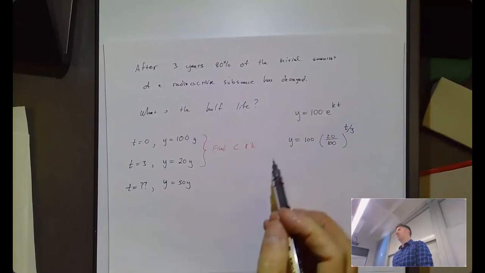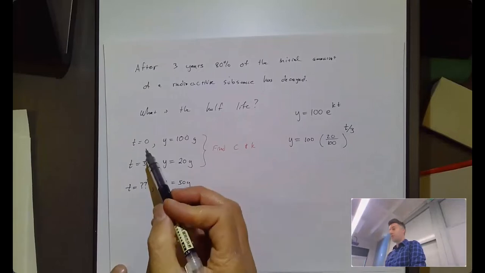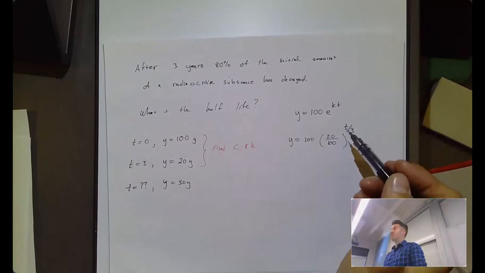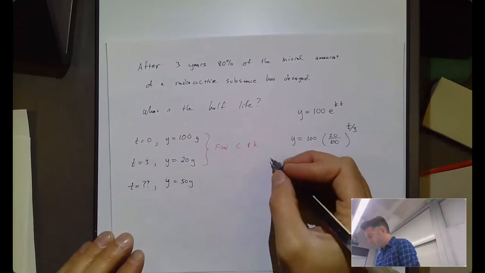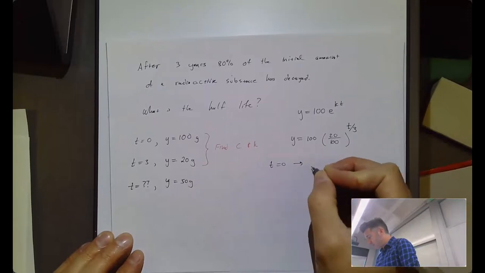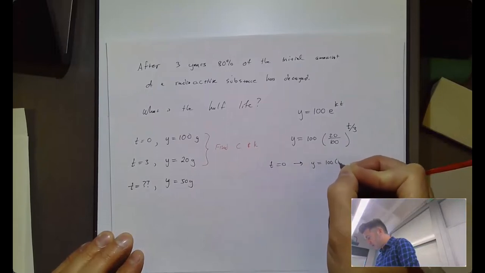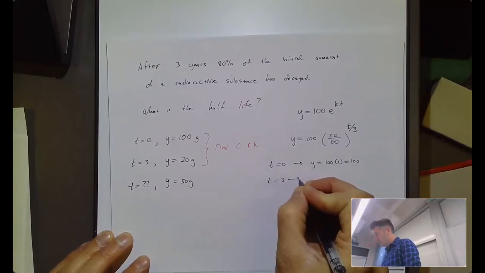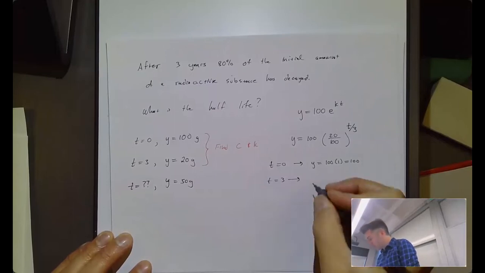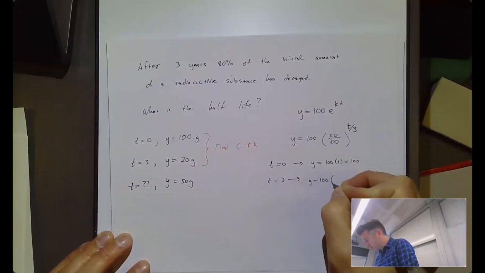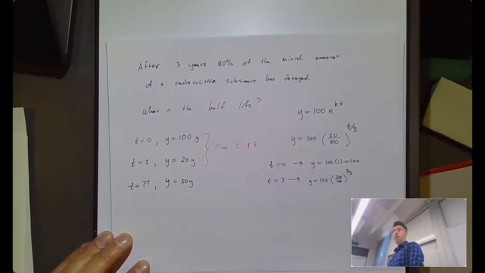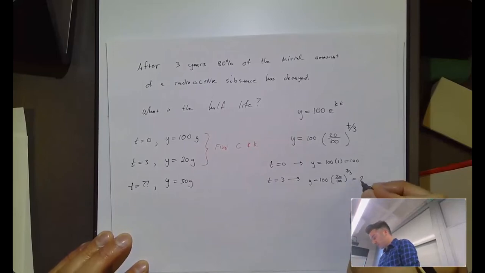Now let's look at this and see if it works. If I plug in 0, do I get what I want? Well, let's see, 0 divided by 3 is 0, and anything to the 0th power is 1. So yeah, when I plug in 0, I definitely get y equal to 100 times 1, which is 100. And when I plug in 3, do I get what I need? I do. So when I plug in 3, I get y equal to 100 times 20 over 100 to the 3/3 power. 3/3 is 1. Anything to the first power is itself. So 100 times 20 over 100 is just 20.